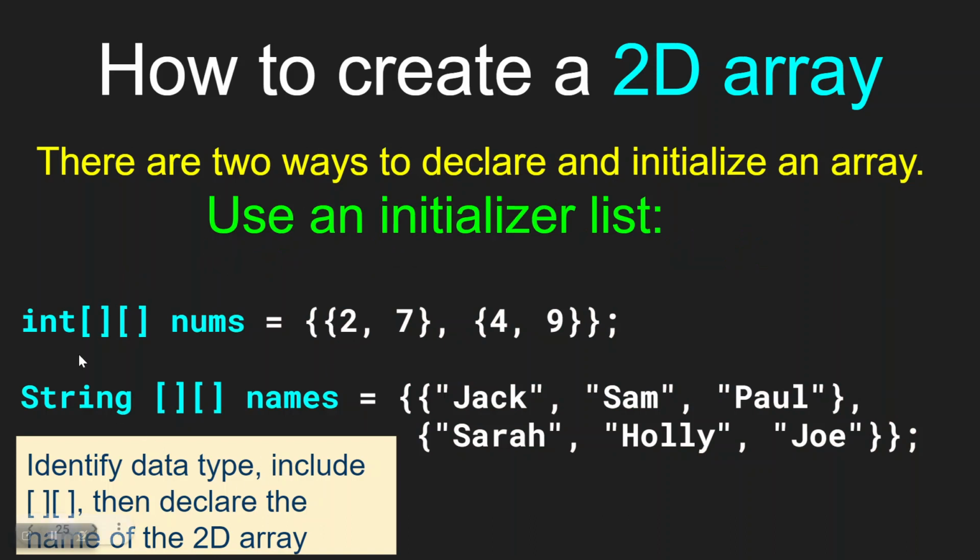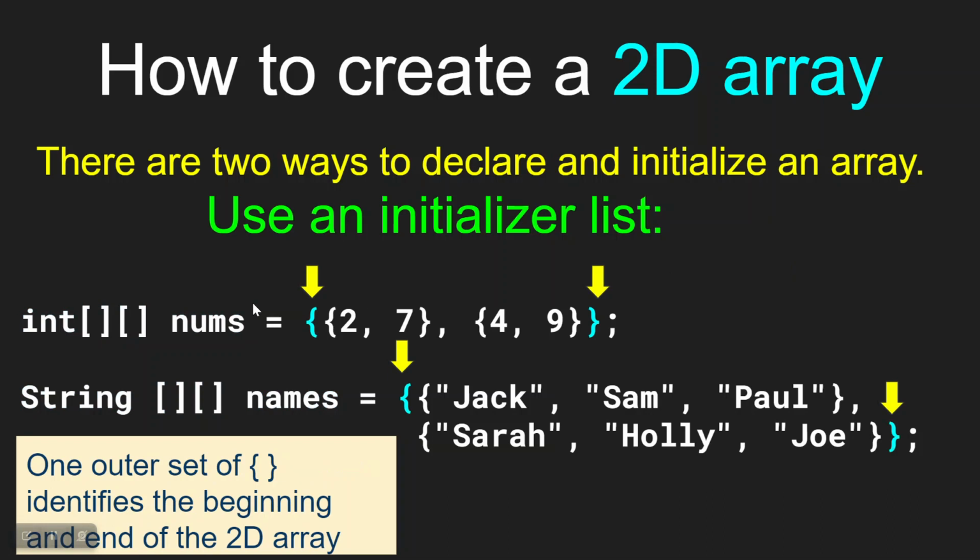So the first thing you need is to identify the data type, and then include two sets of square brackets, and then you need to declare a name for the 2D array. The next thing you would have is the equal sign, and then you're going to follow that with an outer set of curly braces. This basically identifies the beginning and the end of the 2D array. So you see the outer curly braces here and here, and then finally over here at the end.